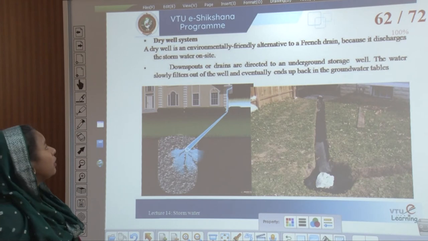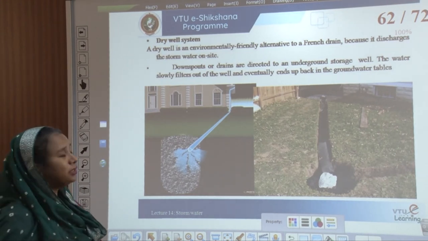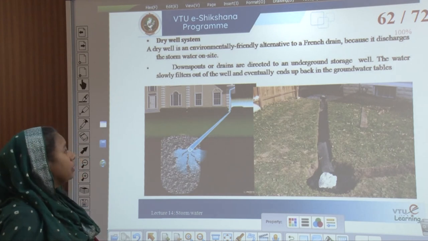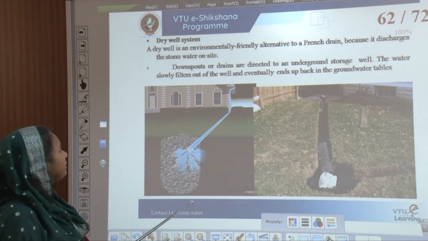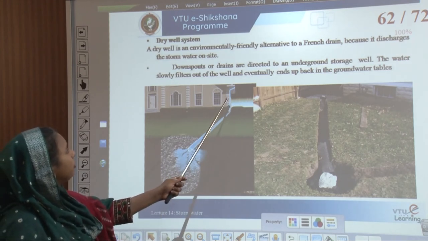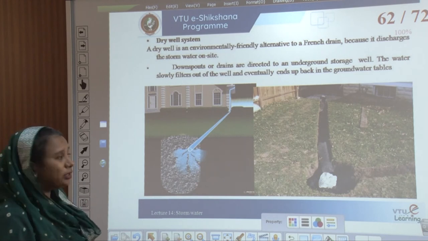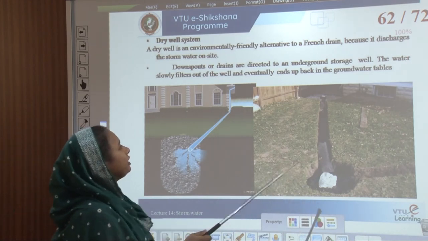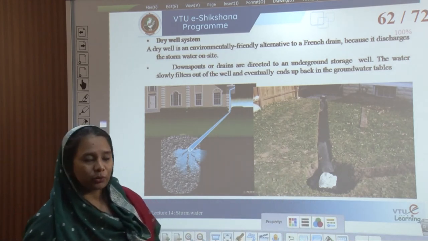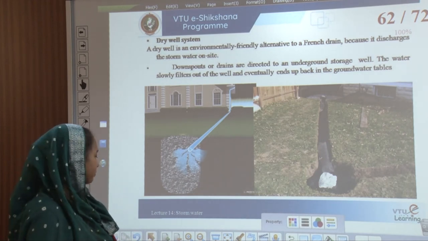There is another system called a dry well system. This is an environmentally friendly alternative to a French drain, because here all the water is discharged from the storm water into the site. These downspouts or drains are directed to an underground storage well. The water slowly starts filtering out of the well and eventually ends up back in the groundwater table, thus increasing your groundwater table level.